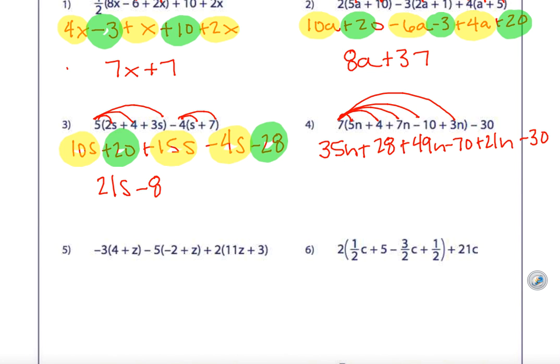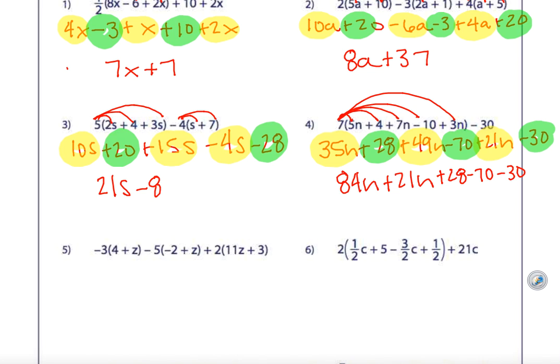At that point, you would combine your like terms. So all of your n's would go together. And then all of your whole numbers would go together. And so 35n plus 49n would make 84n plus another 21n, and then you would still have your 28 minus 70 minus 30.